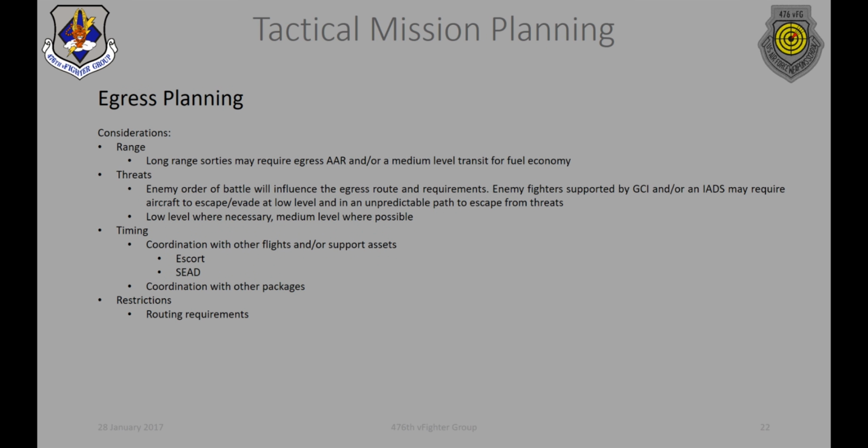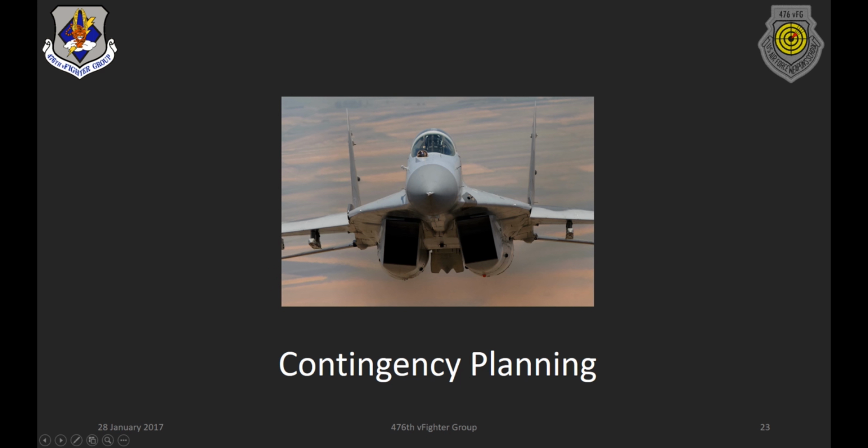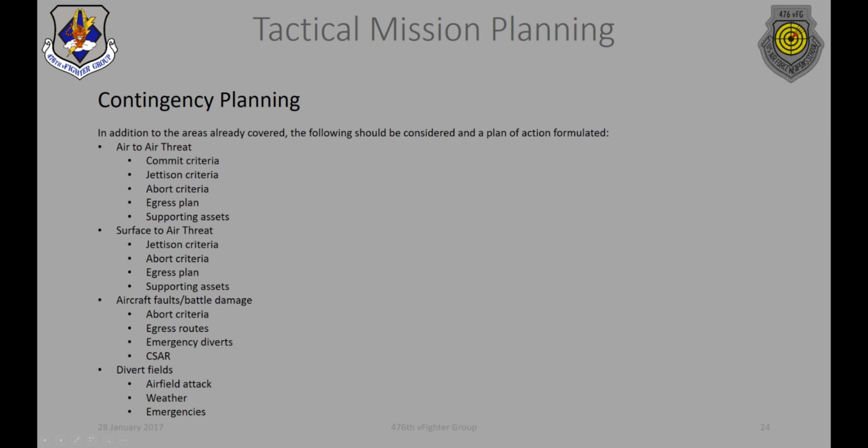Right then, on to the contingency planning type stuff. We've briefly mentioned it before, but this is where we're looking at what could go wrong. What sort of things do we have to plan and think about? Obviously, the first one, and generally speaking, certainly for us in the A-10, the most scary one is the air-to-air threat. So we're looking at our commit criteria. Commit criteria is, at what point do we say, right, we're not running away anymore, we're in this fight and we're in it to win it.